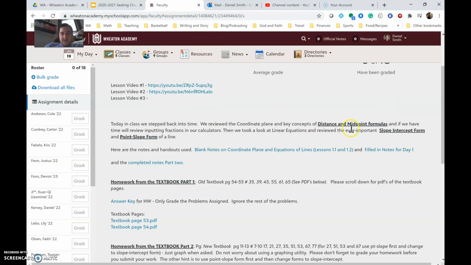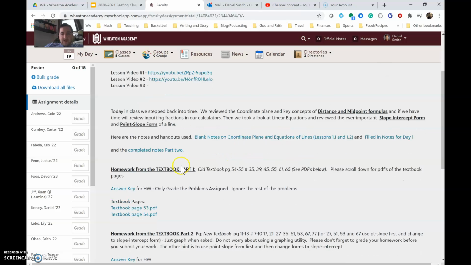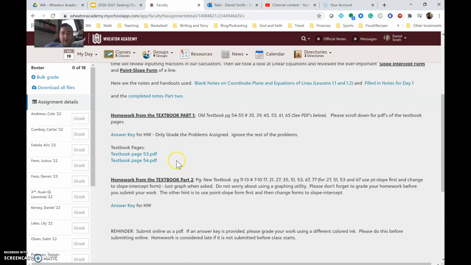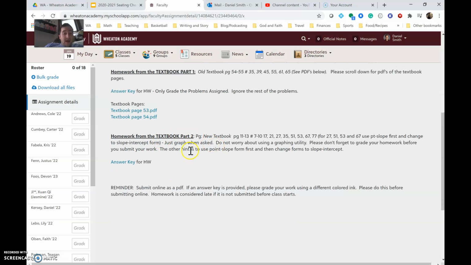Here are the notes. Distance midpoint formula right here. Sorry, blank notes, completed notes. Homework. There's part 1 homework. And the first part, 1, 2, 3, 4, 5, 6 questions, it's in the old textbook. And so me and Miss G gave you a PDF screenshot of the old textbook. So for the first 6 questions, use these 2 screenshots. And then now, second part, it's actually from the new textbook. And so there are your page numbers and your problems.